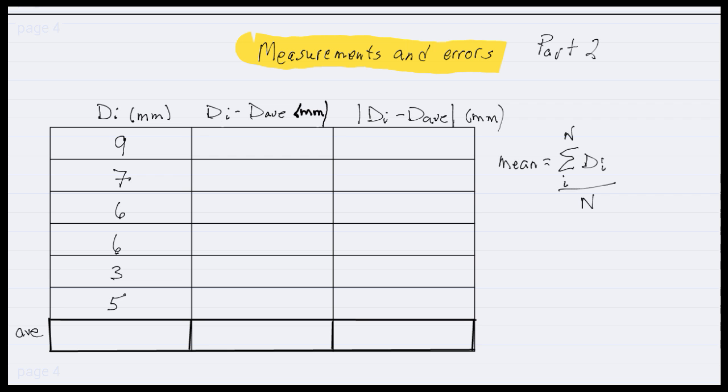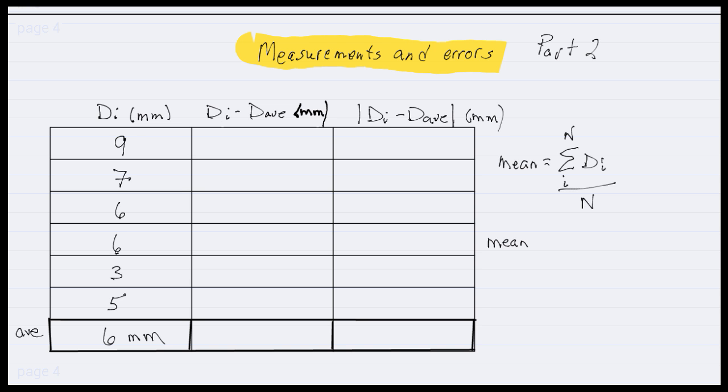In our case, the mean is 9 plus 7 plus 6 plus 6 plus 3 plus 5. In fact, that total is just 36. You can double check that. When you do 36 divided by 6, you get 6 millimeters. So the average value, or the mean value, of these measurements is 6.